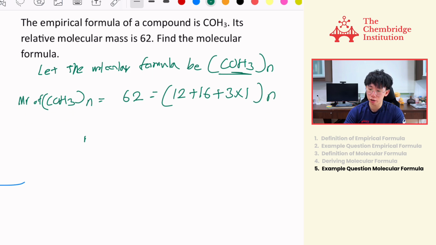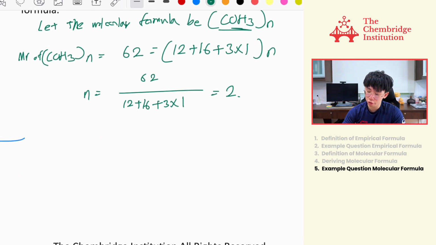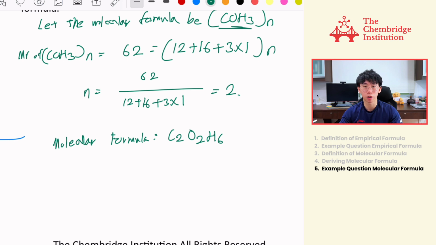So here you can find out that n is equal to 62 divided by this relative mass of the empirical formula. You realize that n equals 2. So if n equals 2, then we know the molecular formula is just the empirical formula with all the atoms times 2. So the molecular formula is actually just C2O2H6, because all the atoms you just multiply by 2. Alright, so this is how you present your answer as well. I must emphasize the presentation for this kind of question is very, very important. It's very easy to lose marks, like method marks, for not presenting it properly.